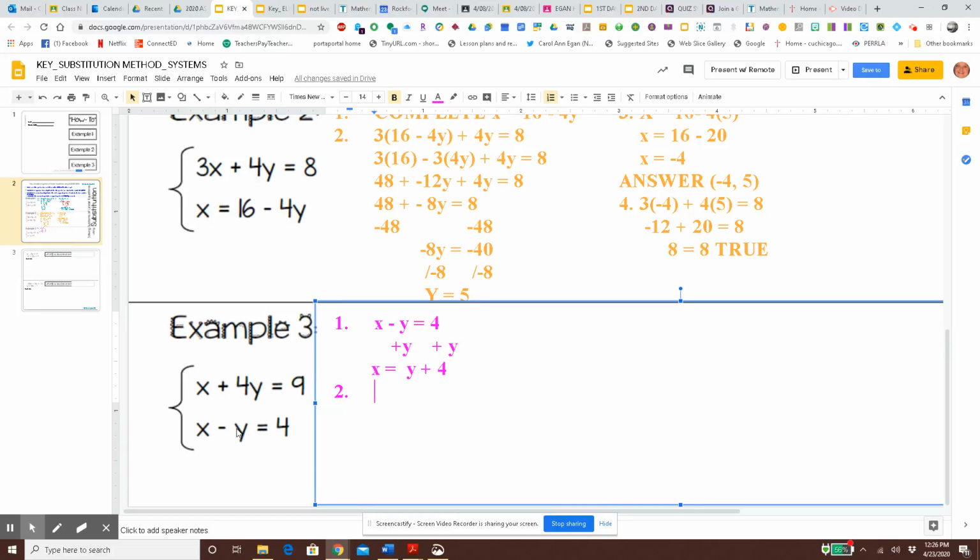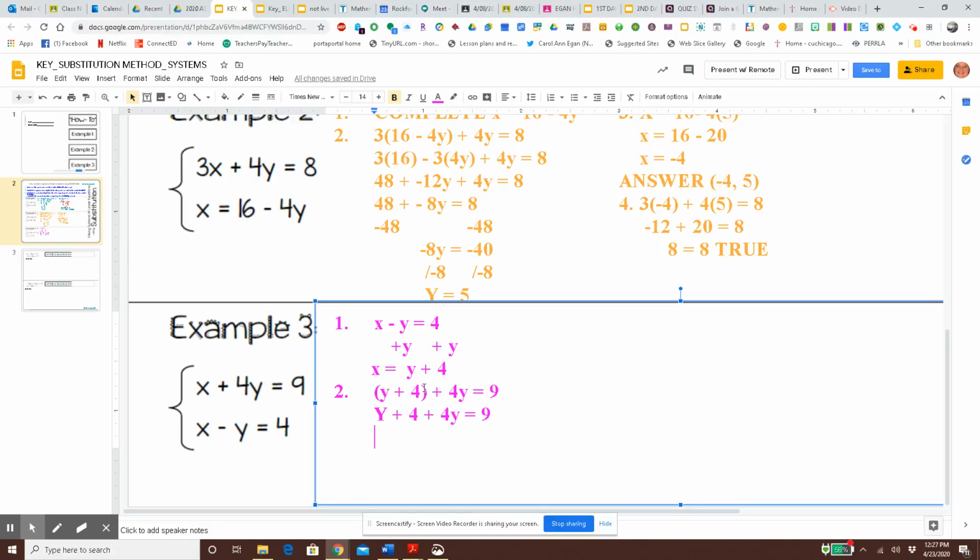I'm going to take out this x and substitute in the expression that I just determined. So I'm going to have y plus 4 plus 4y equals 9. There's no number in front of this parenthesis, so I don't actually need it. So I'm just going to do y plus 4 plus 4y equals 9. Just getting in the habit of taking things out of my parentheses.